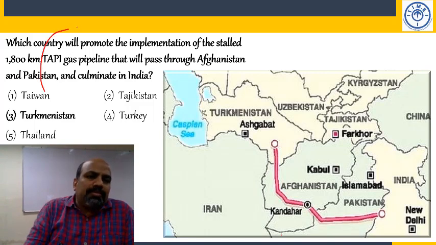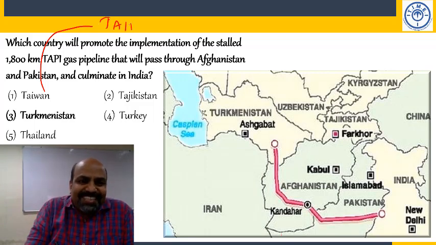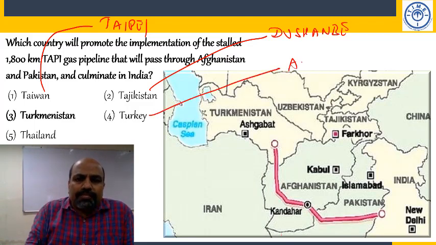I'll just give the names of the capitals. Taiwan's capital is Taipei. Tajikistan, this is Tajikistan. Dushanbe, I think that's the capital. Turkey, Ankara. Turkmenistan, Ashgabat.